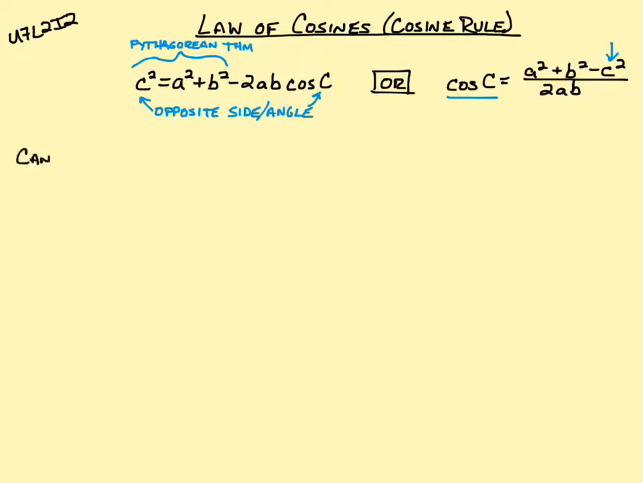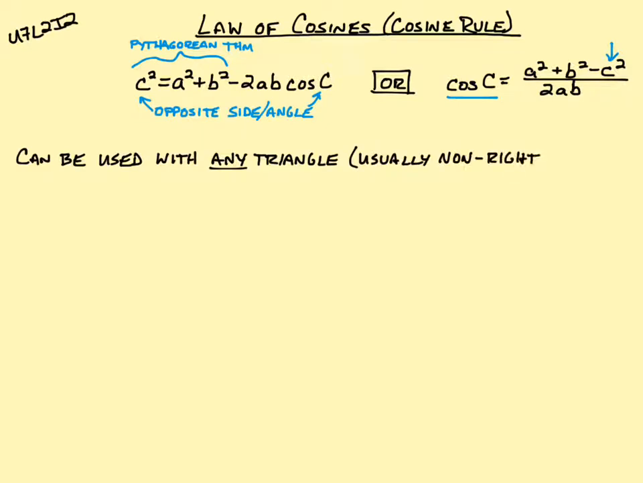So when do we use this? We can use the law of cosines basically with any triangle. Now what we usually do is use it with non-right triangles, because when we have right angle triangles, we tend to use the basic properties of sine, cosine, and tangent: opposite over hypotenuse, adjacent over hypotenuse, opposite over adjacent. I'm sorry, we generally don't use this with right triangles. However, you could if you wanted. But its primary focus for us has been with any non-right triangle.